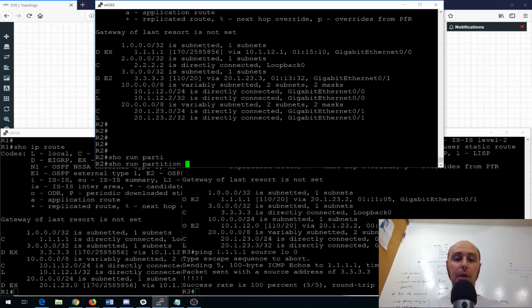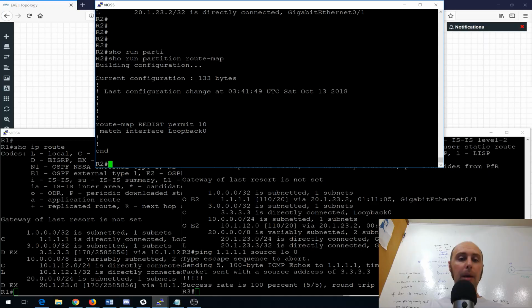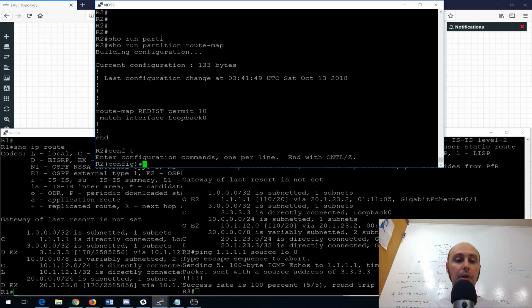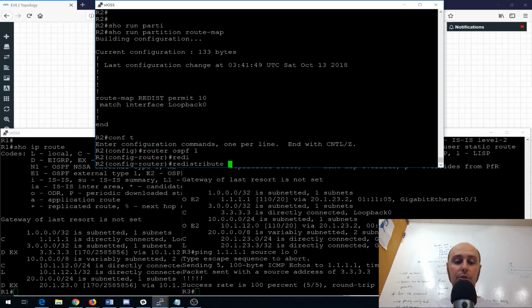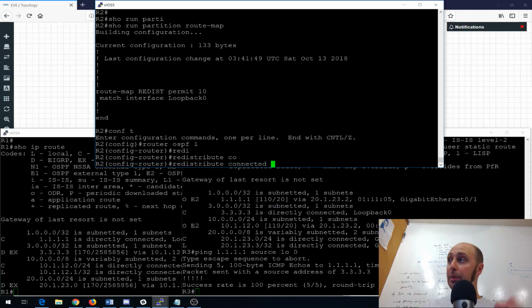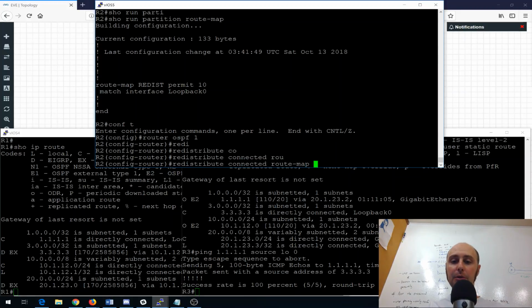So if we do show run partition route map, you can see I have a route map called redist. I have only a single statement, a permit statement, and I'm matching only a loopback interface. So I'm going to go ahead and go under the OSPF stanza and do redistribute connected. I want to redistribute my connected routes, but I want to filter it through the route map redist. And I know filter is not the preferred nomenclature for this because filter can do something else in other protocols, but that's just how I read it to myself.